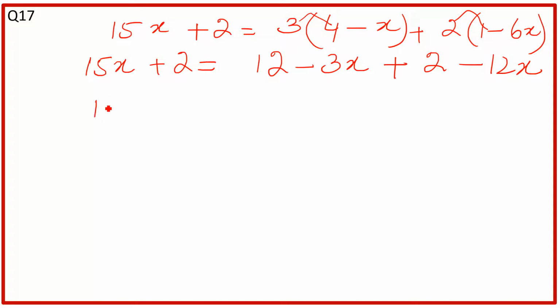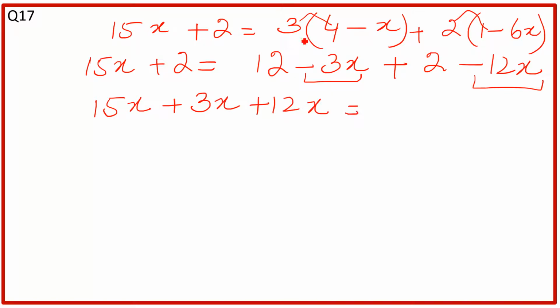Now we will take all the x on one side and all the constants on the other side. We have only 15x on the left hand side. We have negative 3x here, negative 12x. We will take the transpose, so it will be positive 3x, positive 12x. And on the right hand side, we have these two constants left, which remain the same. But here we have positive 2. We will take the transpose of this positive 2, which is equal to negative 2.